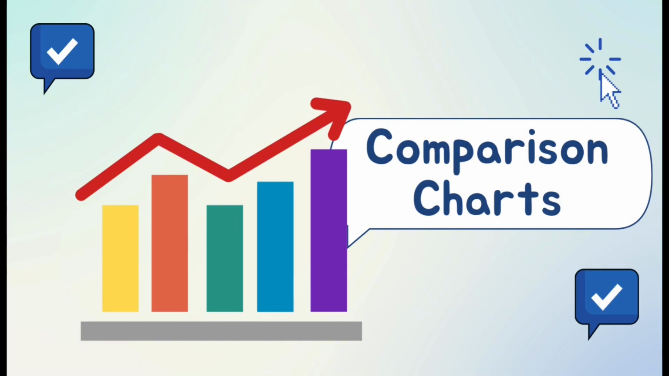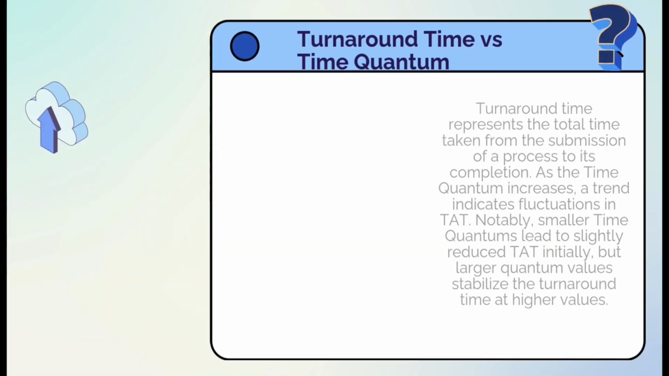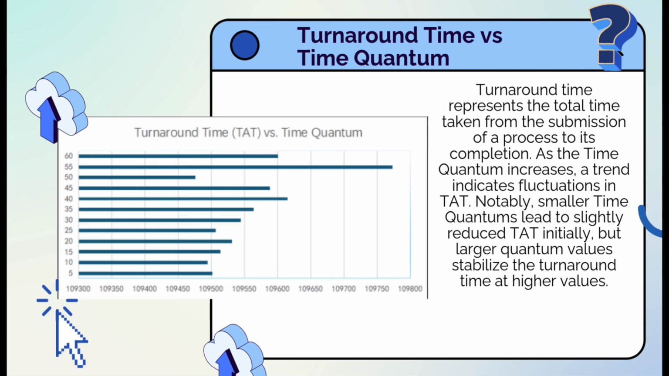I am going to present the comparison charts. The first comparison chart is turnaround time versus time quantum. Turnaround time represents the total time taken from the submission of a process to its completion. As the time quantum increases, the trend indicates fluctuations in turnaround time. Notably, smaller time quantums led to slightly reduced turnaround time initially, but larger quantum values stabilize the turnaround time at higher values.